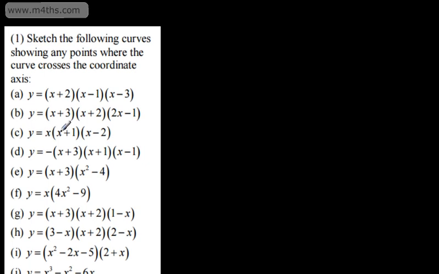Okay, this one right here, y is equal to x multiplied by x plus 1 multiplied by x minus 2. This is going to go through the origin. x plus 1 and then x minus 2.